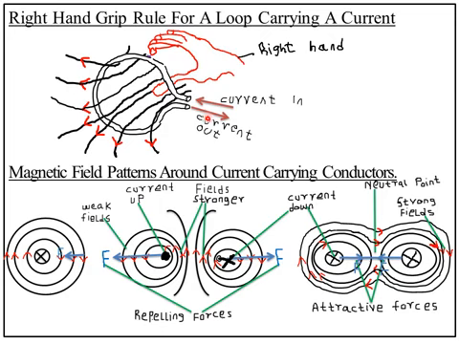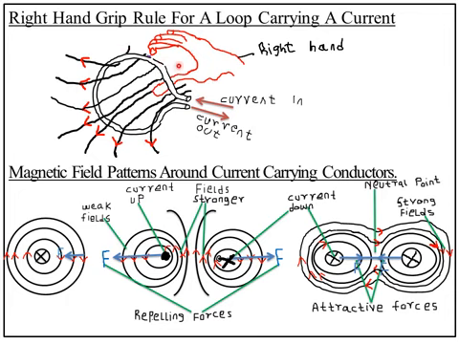Then the right hand grip rule for a loop carrying a current states that if the fingers of the right hand, now assuming this is my right hand, these are the fingers and this is the thumb, encircle the current loop, so the current is moving in this direction, but it is somehow circular. So you take your fingers to encircle. To encircle is like to take a circular path. As you can see, the current is actually moving in a circular path.